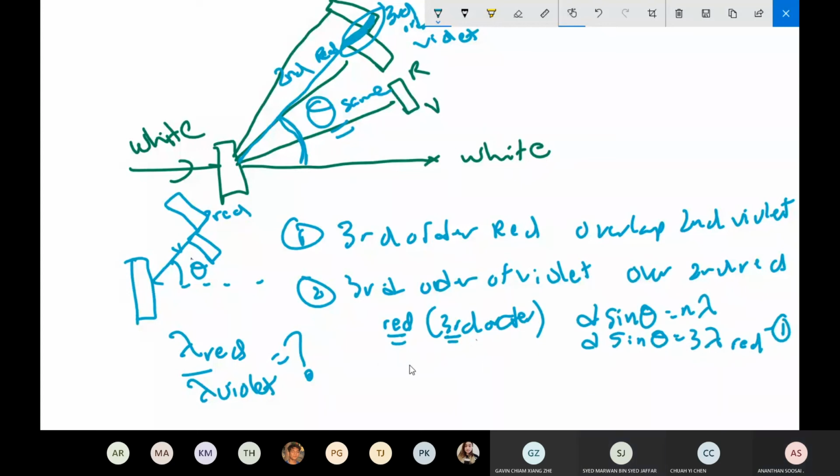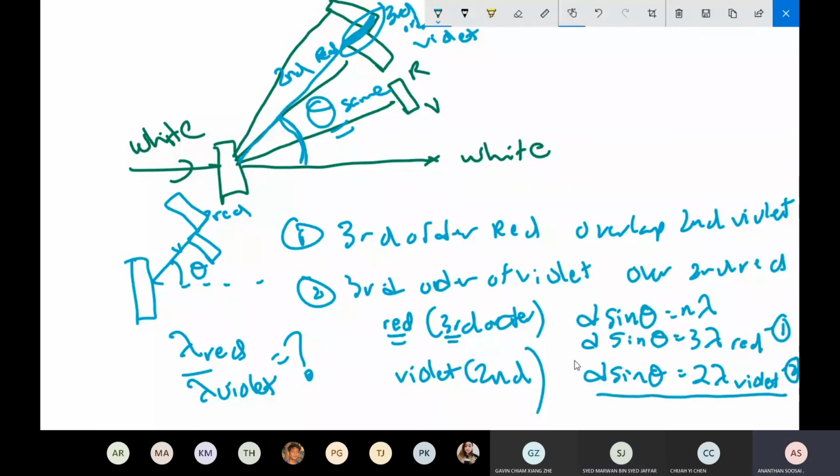For the violet, violet happened in the second order. So how is the equation going to look? d sine theta equals 2, because violet happens in the second order, times lambda violet. Okay, so this is the clue.